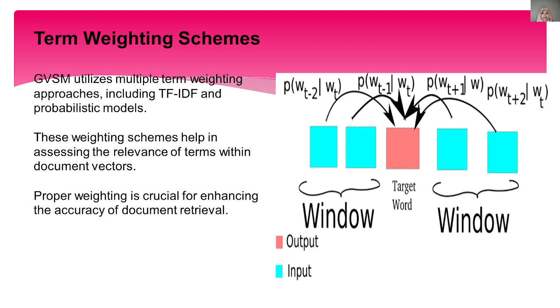Term weighting schemes. The generalized vector space model utilizes multiple term weighting approaches, including TF and IDF, and also probabilistic models. These weighting schemes help in assessing the relevance of terms within document vectors. Proper weighting is crucial for enhancing the accuracy of document retrieval.